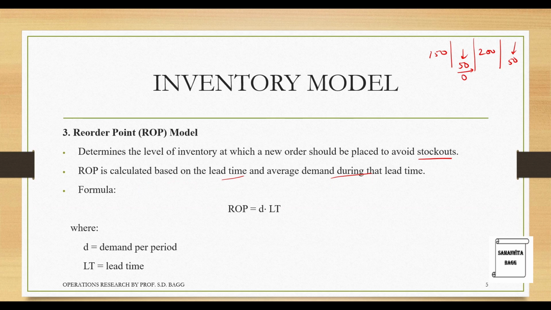So lead time is again from the time of order to the time of delivery. So based on this time, you are going to decide where to reorder, and also it depends on the average demand during this lead time. So in this lead time, if the average demand is constant, you can go ahead with this. But if at all there is a sudden surge, that is increase in demand, then you may have to add more reorder points. Formula is ROP is D into LT. D stands for demand per period, LT is the lead time.